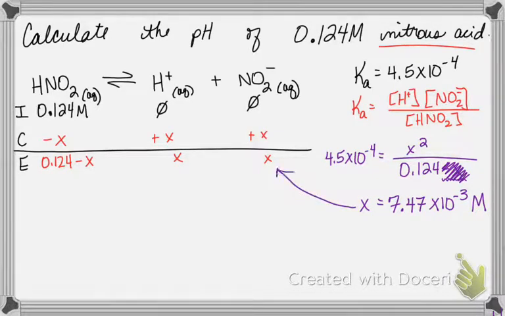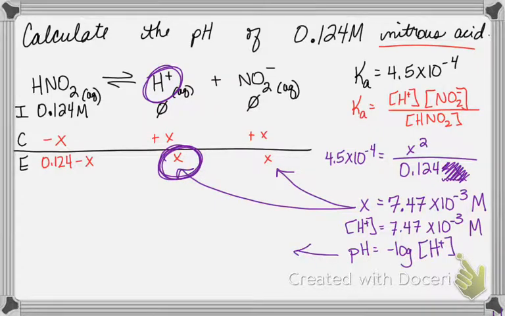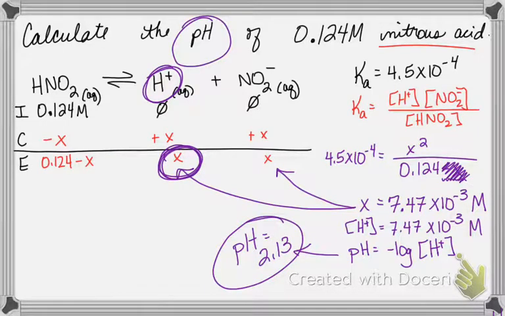What is X telling you? Well, this is the one that's important. X tells you the concentration of the hydrogen ion. So the concentration of the hydrogen ion is 7.47 times 10 to the minus 3 molar. You'll remember that the pH is the negative log of the concentration of the hydrogen ion. So the negative log of that gives me the pH, which is 2.13. And that answers the question.